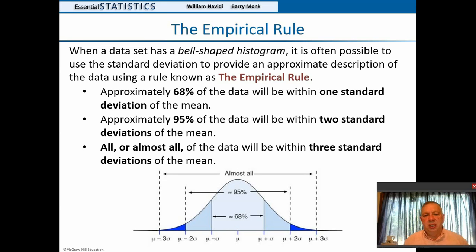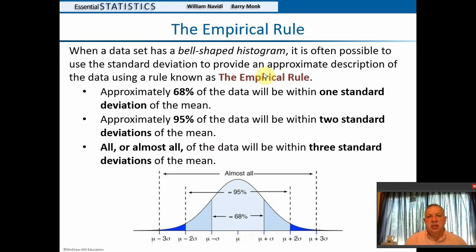I want you to make sure you take this down carefully. We're going to see this throughout, and continue to expand on it throughout the semester. When a data set has a bell-shaped histogram, it is often possible to use the standard deviation to provide an approximate description of the data using a rule known as the empirical rule. What does it mean by the data? It lets you know where the data lie, so what the values are close to the mean.